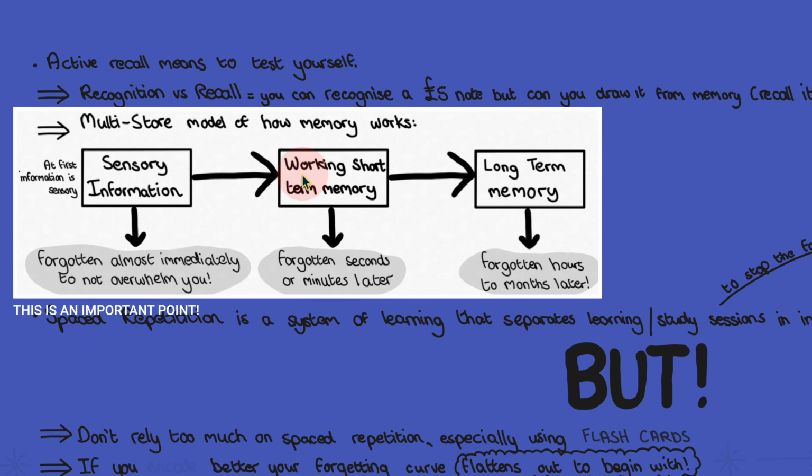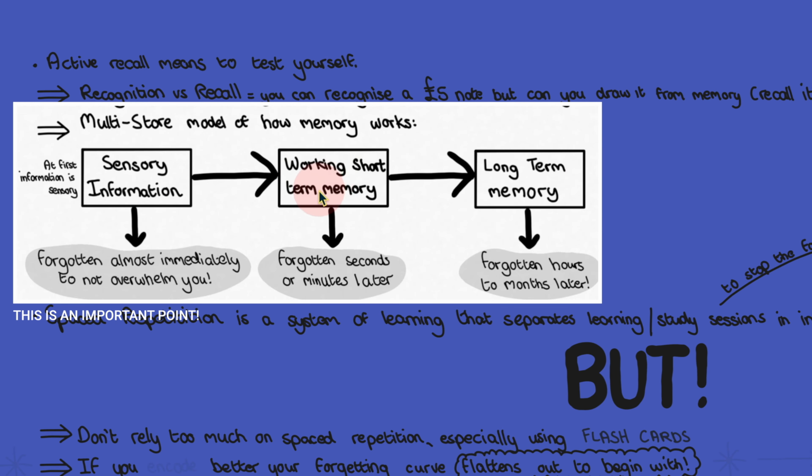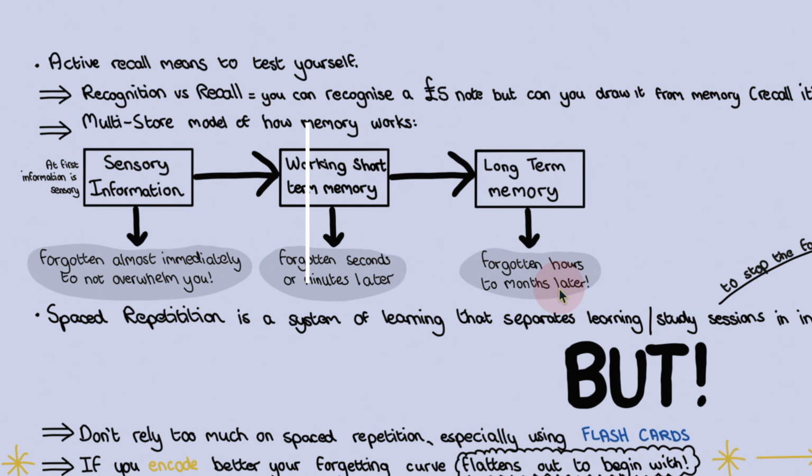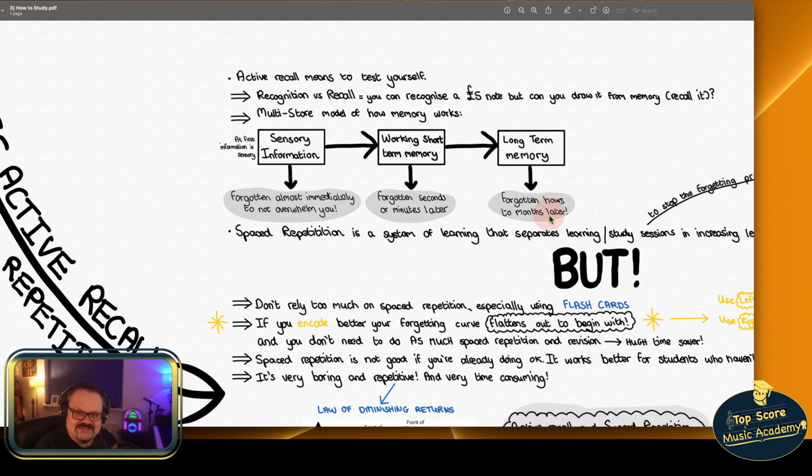Then the next part is working short-term memory, usually forgotten within seconds or minutes later. And of course, when we are encoding, if we remember the last video, we're trying to move information from here into long-term memory, where you may forget it hours to months later. And if you've encoded the information really well, you may never forget it. It goes into super long-term memory and it's always there for the rest of your life.